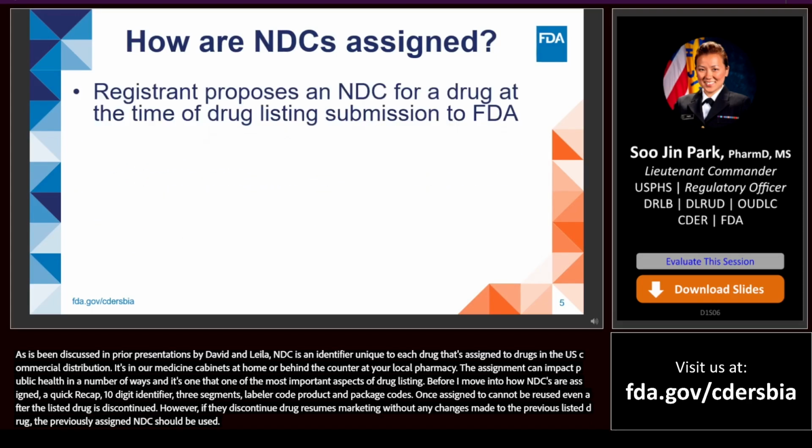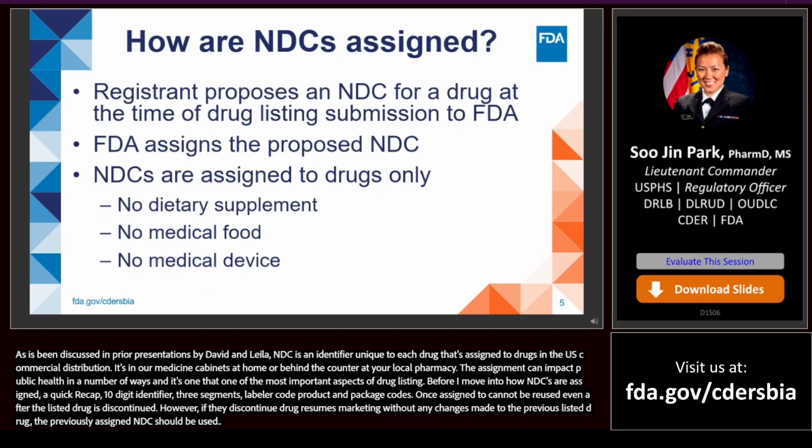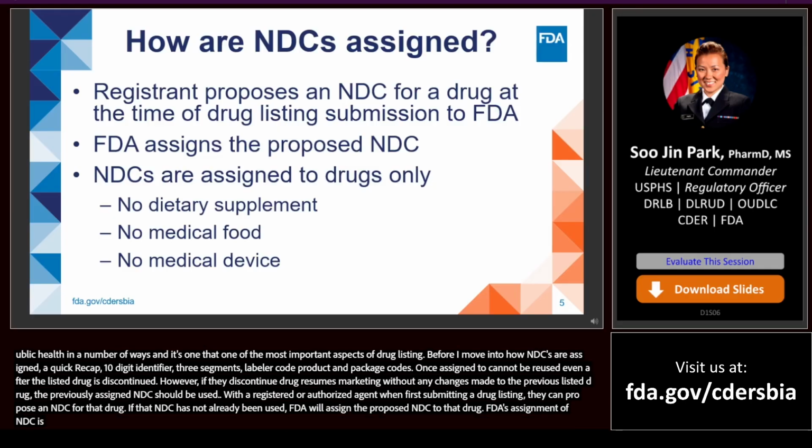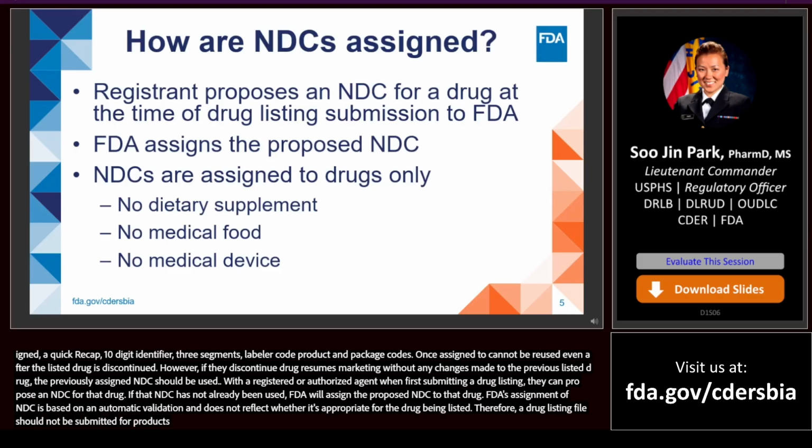When a registrant or its authorized agent first submits a drug listing, they can propose an NDC for that drug. If that NDC has not already been used, FDA will assign the proposed NDC to that drug. FDA's assignment of an NDC is based on an automatic validation and does not reflect whether it is appropriate for the drug being listed. Therefore, a drug listing file should not be submitted for products such as dietary supplement, medical food, or medical devices, and they may be deemed misbranded if such product use an NDC.